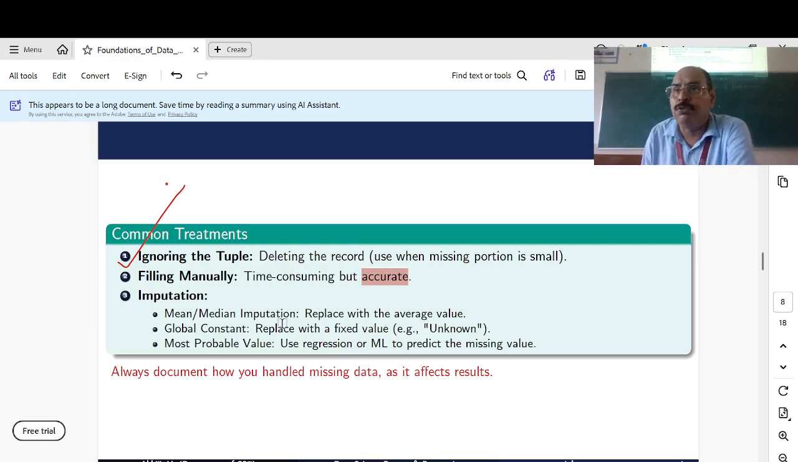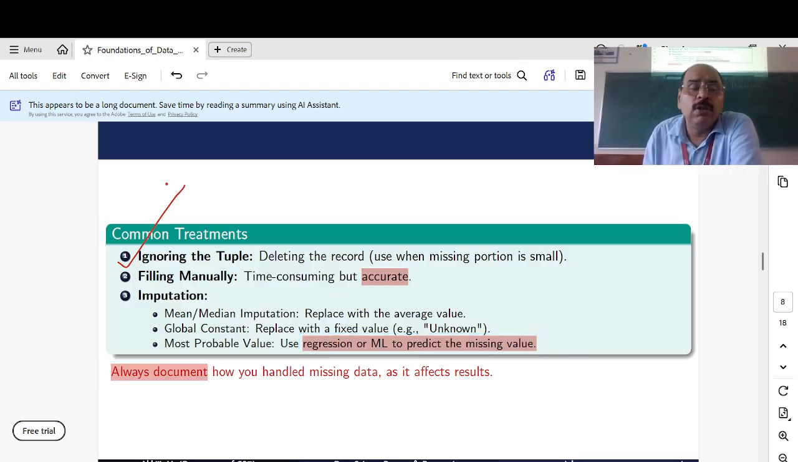Mean or median imputation: replacing it with the average value or with the median value, or keeping a standard fixed value, right? I'll teach you about different kinds of functions, activation functions. So many functions are there. When I go on with these classes, I'll teach you how we use them. We can make a function which can find out the missing value and replace it. That's another way. And I told you about regression or machine learning methods to predict the missing values.